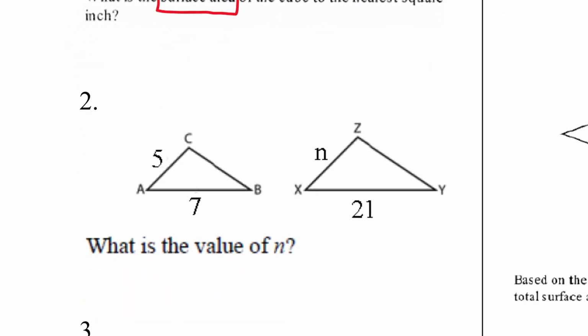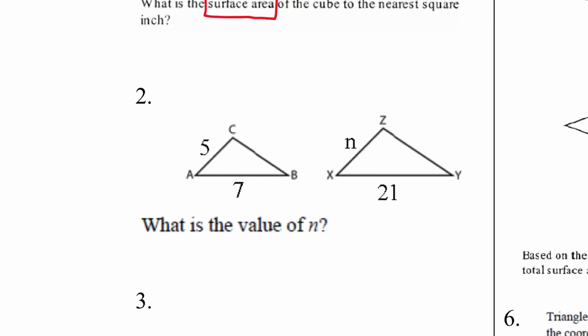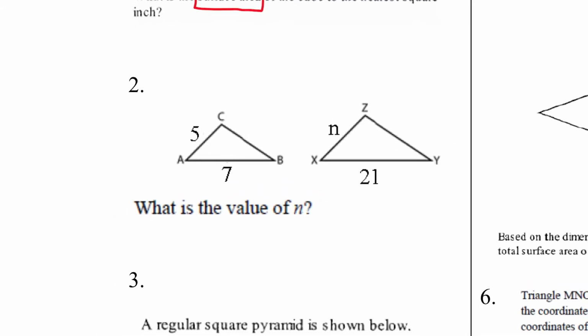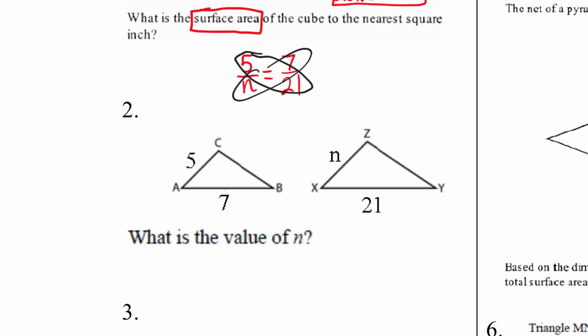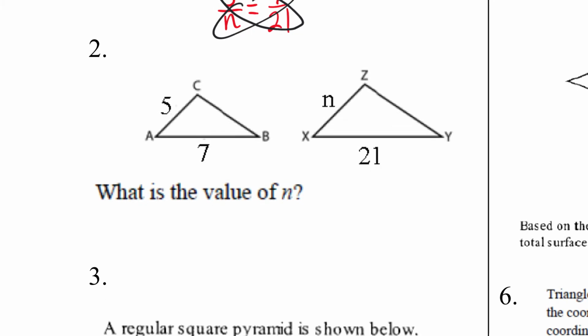Okay. Number 2, assuming that these two triangles are similar, I'm looking for the value of n. There are several ways to do it. The way I'm going to do it is set up a proportion. So we're going to go 5 is to n as 7 is to 21. And this is where you're going to do your cross multiplying and solving for n. I'm going to let you work that one out.